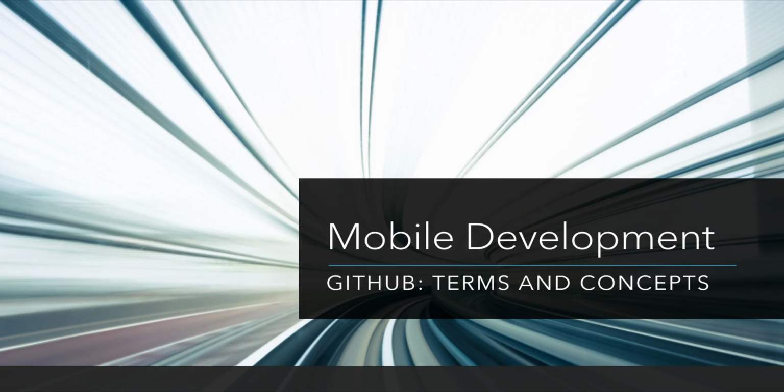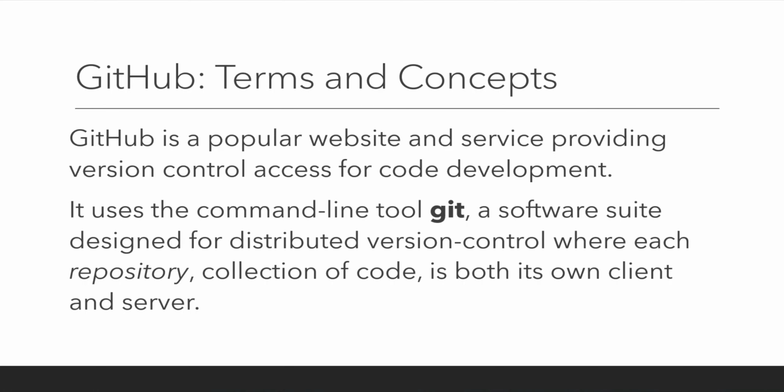GitHub Terms and Concepts. GitHub is a popular website and service providing version control access for code development. It uses the command line tool Git, which is a software suite designed for distributed version control. This is where repositories, collections of code, are both their own clients and their own servers.